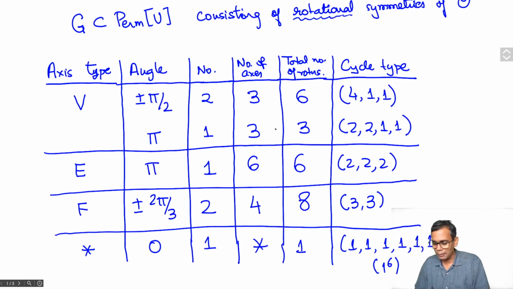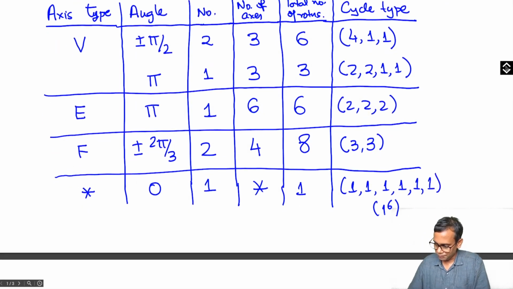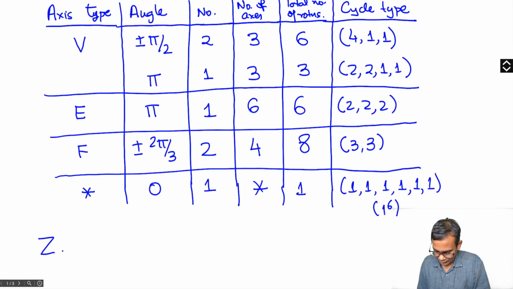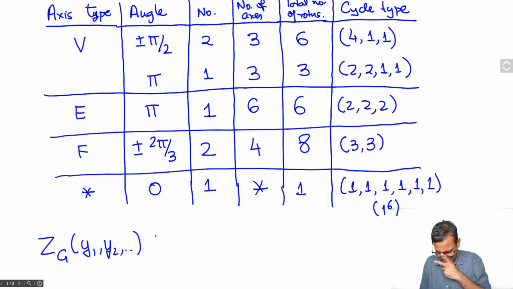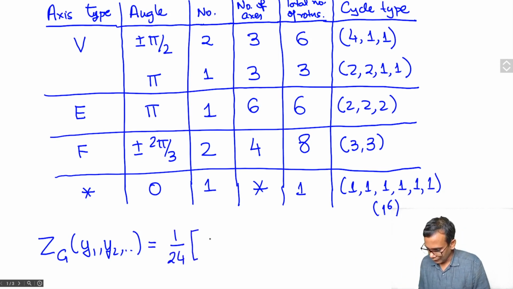Okay, I'll leave you to think about that. I won't write down the details here. But now we are ready to write down the cycle index for this group. So Z_G of y1, y2, well, you only need to take up to y6. This is going to be 1 over 24 times, and now let's write down the terms corresponding to each of these.